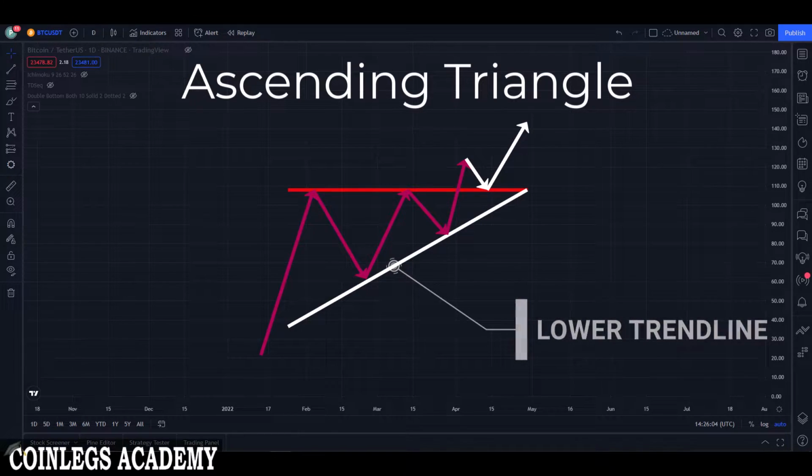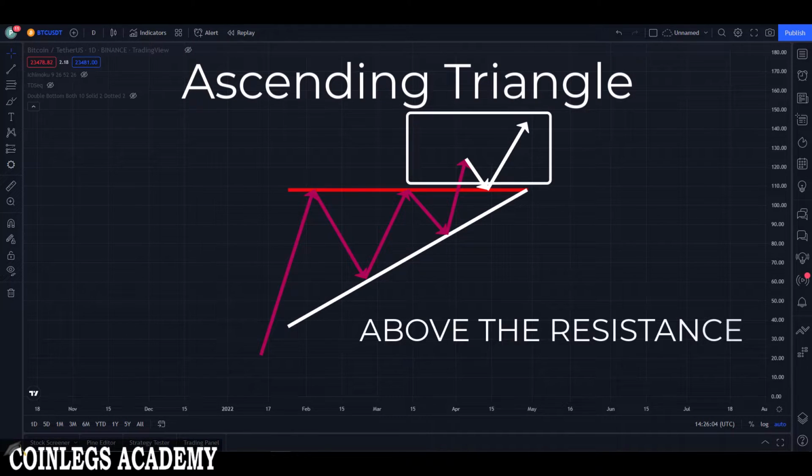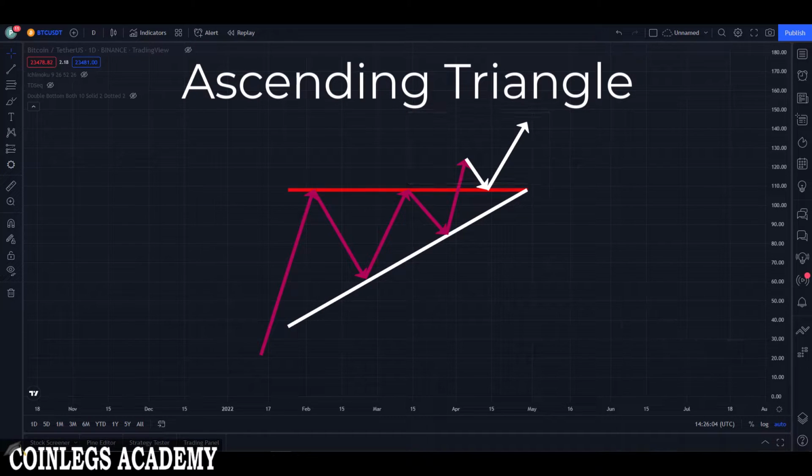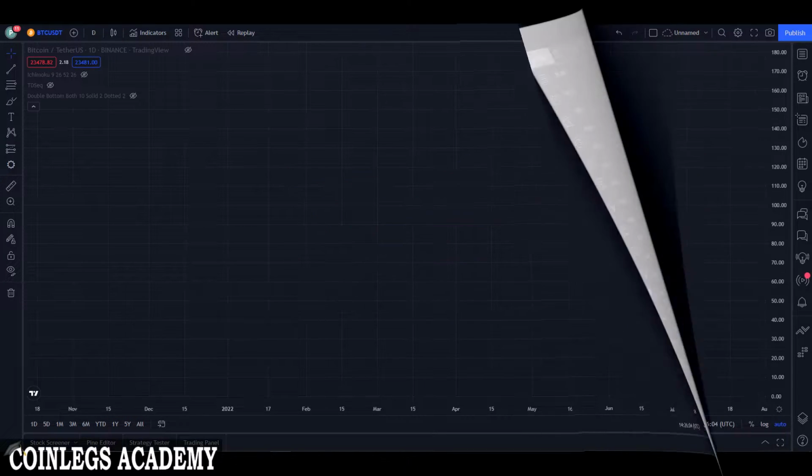Ultimately, the buyers lose patience and rush into the level above the resistance price, which triggers more buying as the uptrend resumes. This upper trend line, which was formerly a resistance level, now becomes a support level.